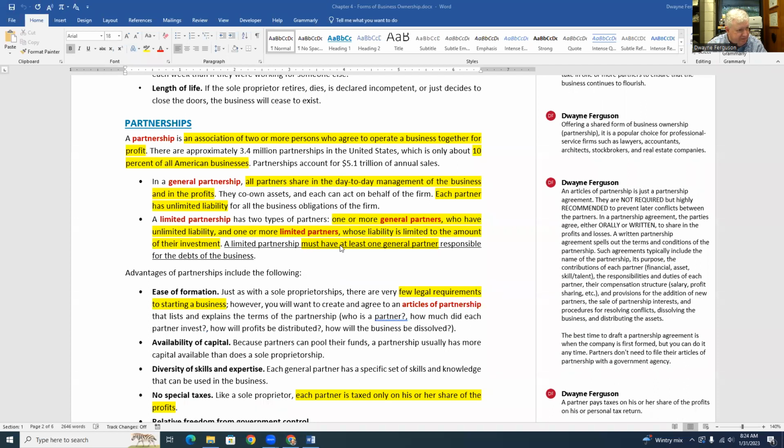So the main thing here is you have to have at least one general partner. You can have more than one, but you have to have at least one general partner, and then the other folks can be limited partners.